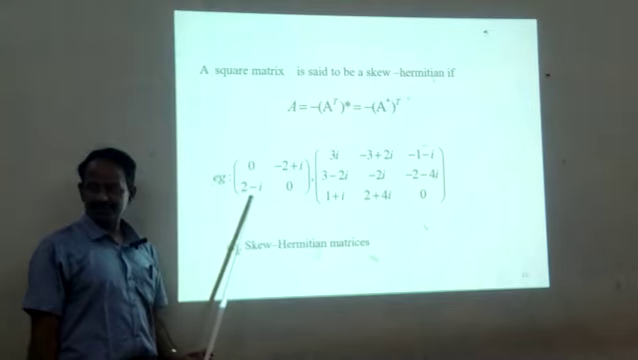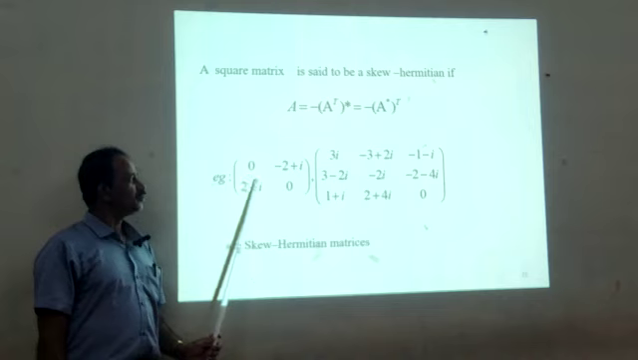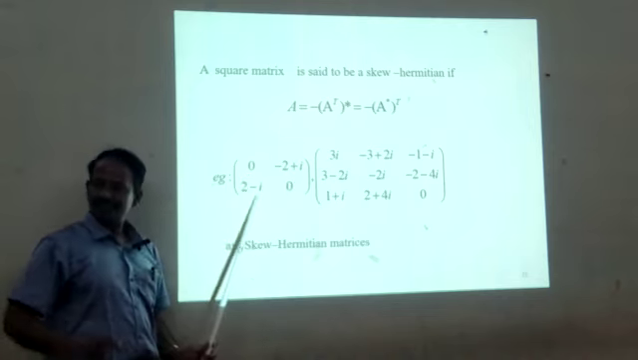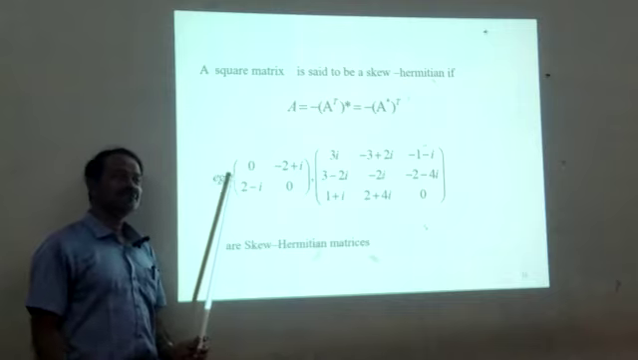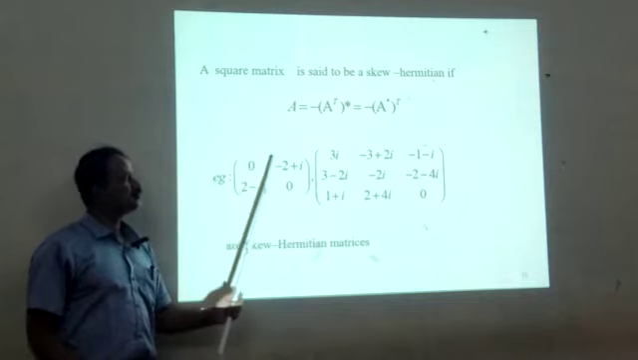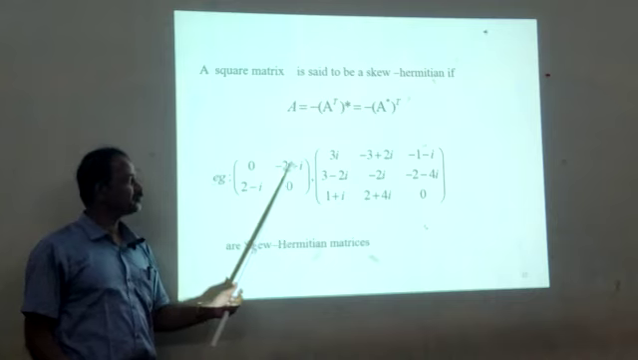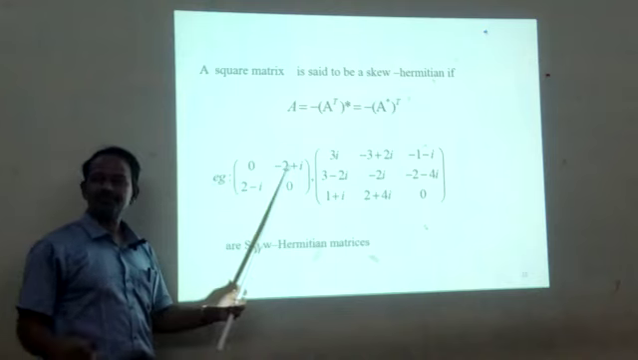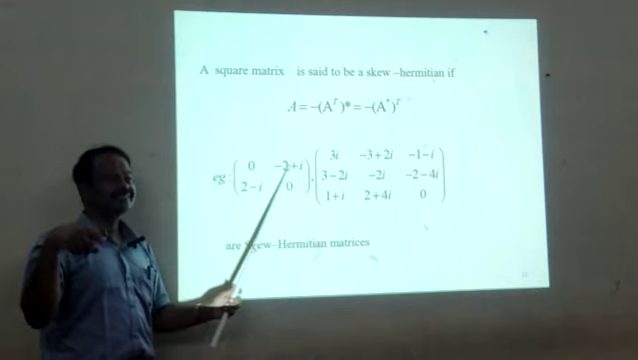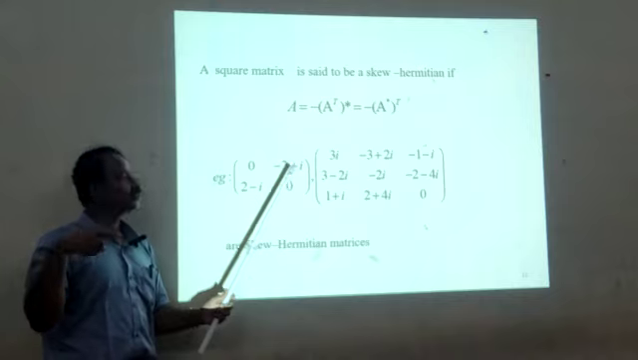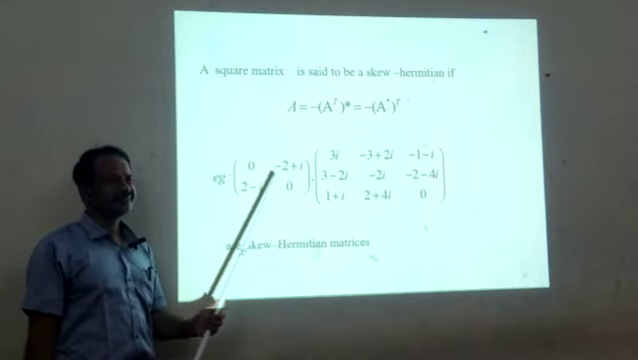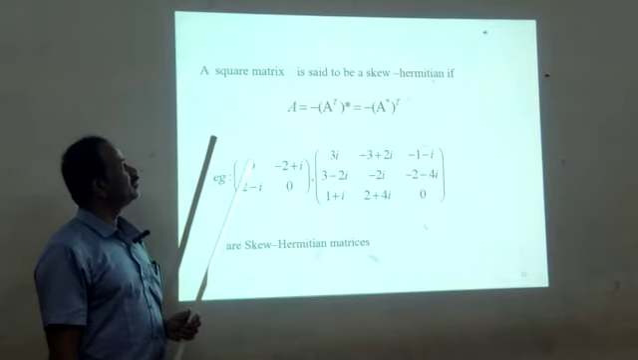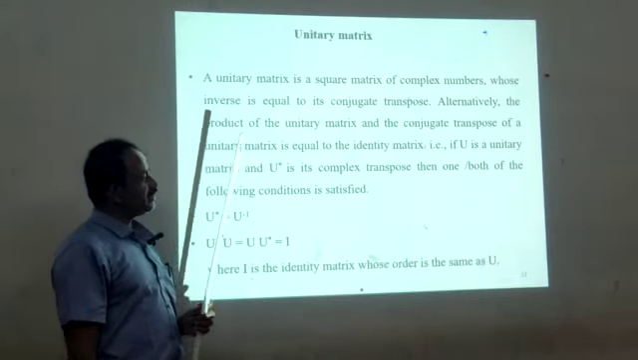For example, take this matrix: 0, so take the transpose, 2 minus i will come here. You have minus 2 plus i. Now you have to take the complex conjugate. Take the complex conjugate, that becomes 2 plus i with a minus sign, so we have minus 2 plus i. Is it okay? Similarly for a 3 by 3 matrix. They are all skew Hermitian matrices.